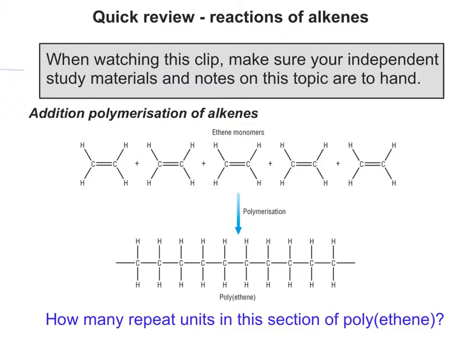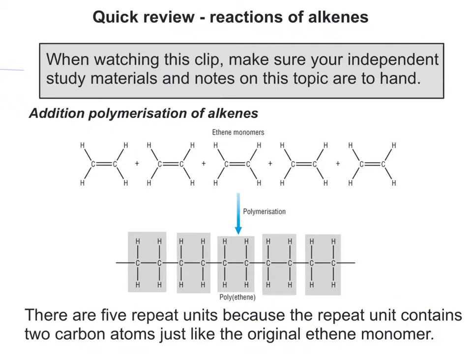So here's a quick exercise for you. How many repeat units do you think there are in this section of polyethene? Pause the clip and come back when you're ready. Now obviously there are 5 repeat units because the repeat unit contains 2 carbon atoms just like the original ethene monomer. So the 2 carbon atoms repeat themselves 5 times in this particular section.